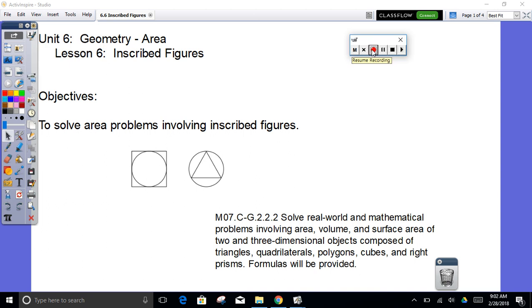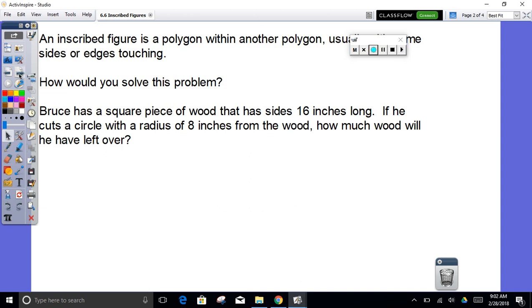So the goal for today is that we're going to be solving area problems involving inscribed figures, and you have a couple pictures of what inscribed figures are. It's just a shape inside another shape. Okay, so I define it up there. An inscribed figure is a polygon within another polygon, usually with some sides or edges touching.